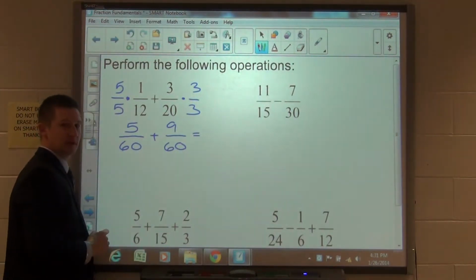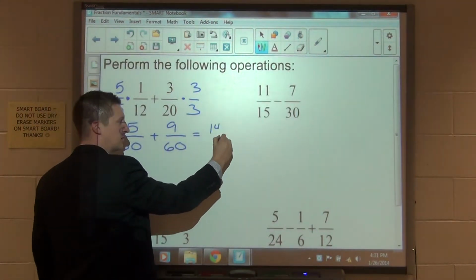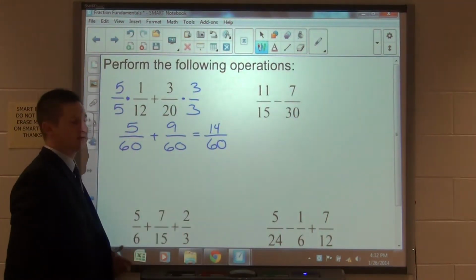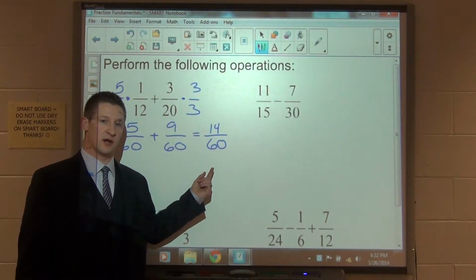Now that I have the same denominator, I add the numerators together, 5 plus 9 being 14, and write them over the common denominator of 60. Once you have a common denominator, nothing needs to be done with it. It simply will be the denominator of your answer.